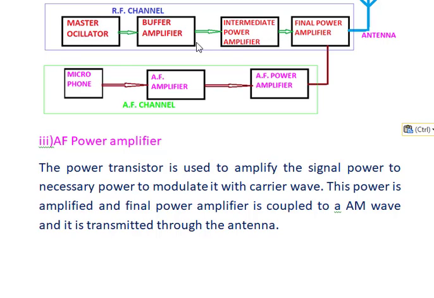So the carrier wave is generated using the RF channel and the low frequency signal is generated using the AF channel. Both are combined and amplified, and then transmitted through the antenna. This is the simple action of the AM transmitter.